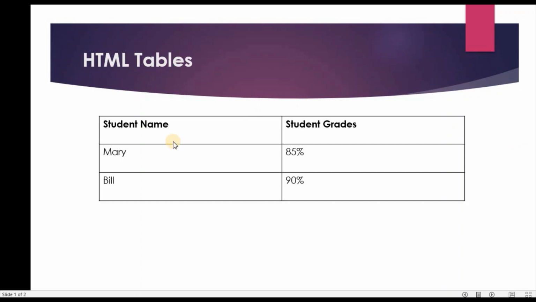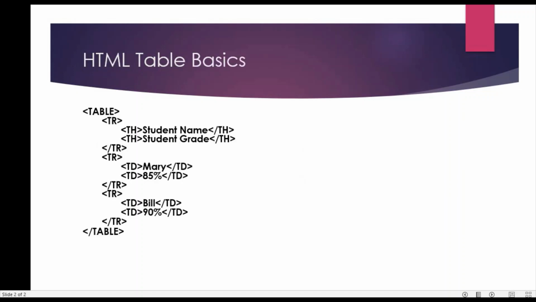Now our first row contains our headings, student name and student grades. Our second row contains the name Mary and 85%, and our third row contains the name Bill and 90%. Now we are going to look at the code.